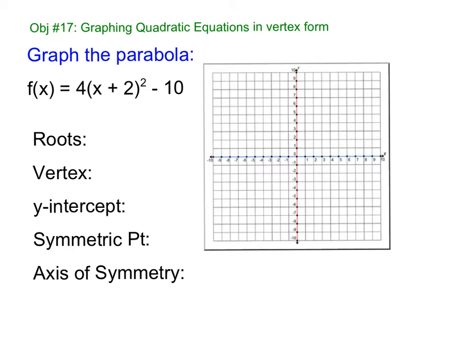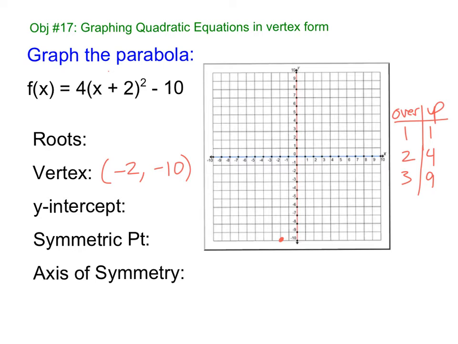Okay, now try this one. A little more complicated, specifically for the vertex, for the roots. So our vertex: change the sign of the inside, outside stays the same. Negative 2, negative 10. If I use my over-up rule, 1, 1, 2, 4, 3, 9.